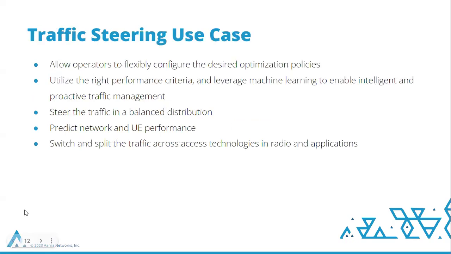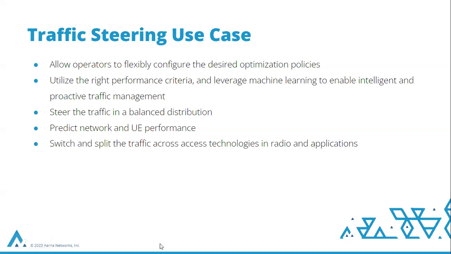Next slide, please. So the traffic steering we will discuss in more detail. Currently the operators need a way to optimize or define the configuration policies such that they satisfy certain performance criteria, and they can leverage certain AI/ML models for that. Ultimately the end goal is that it distributes the traffic in a balanced way, and also reacts to network prediction and the UE performance.